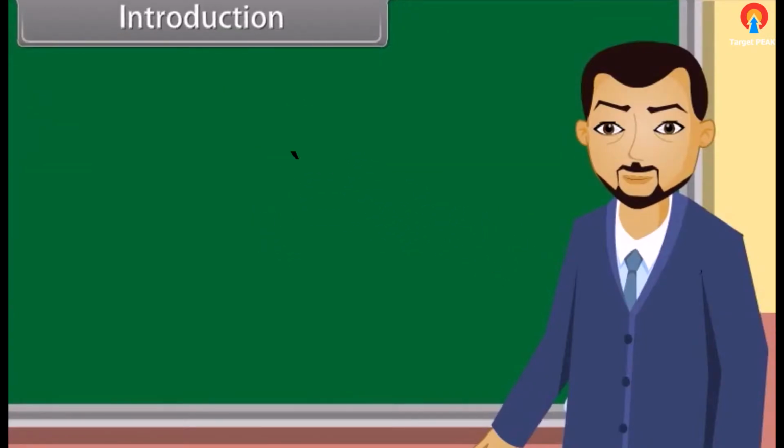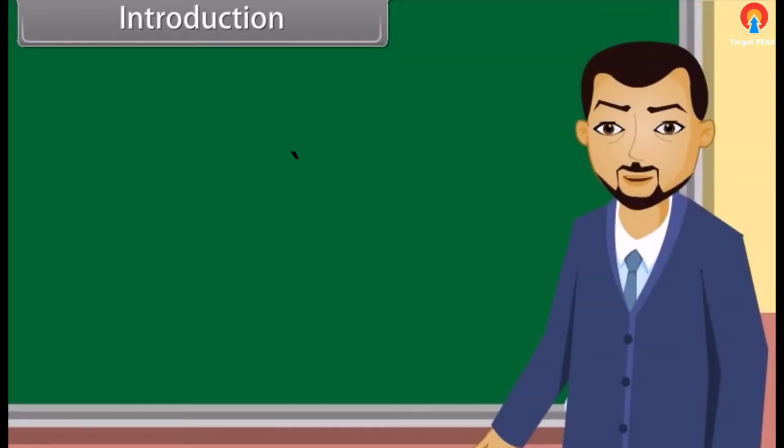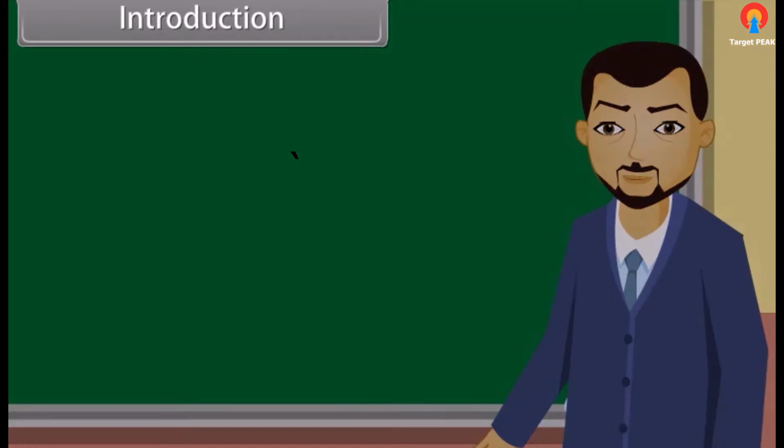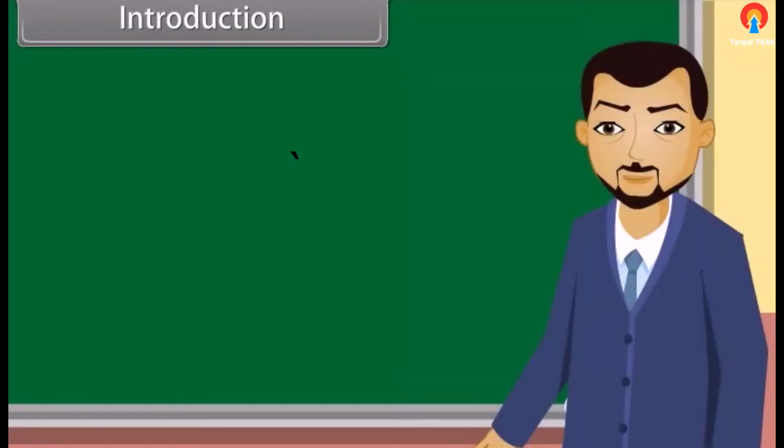Introduction. Students, do you know what integers are? A whole number that can be positive, negative or zero. Correct. And what are whole numbers? The set of numbers that include 0 plus the set of natural numbers. Good. Today we will learn about real numbers.